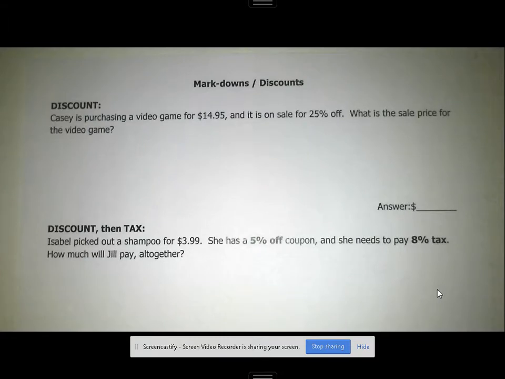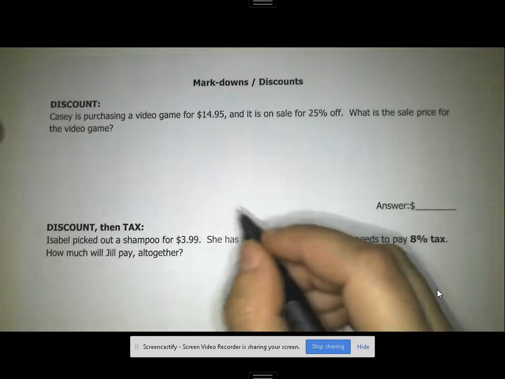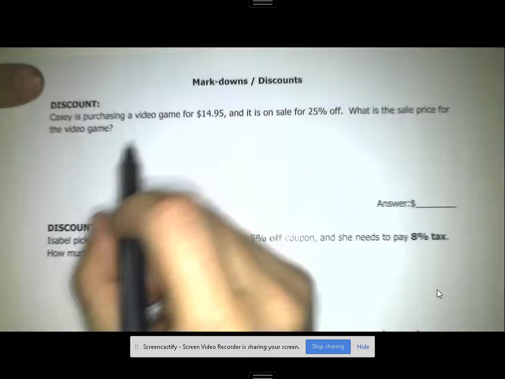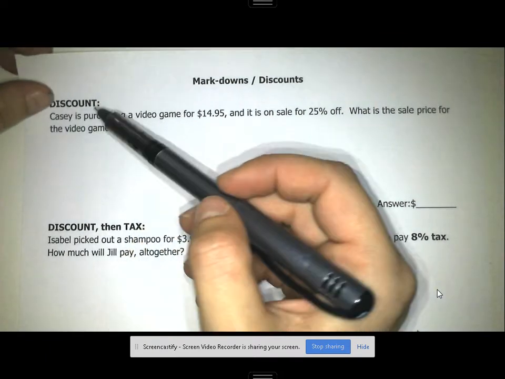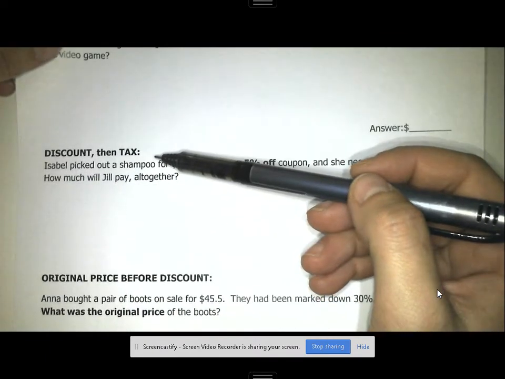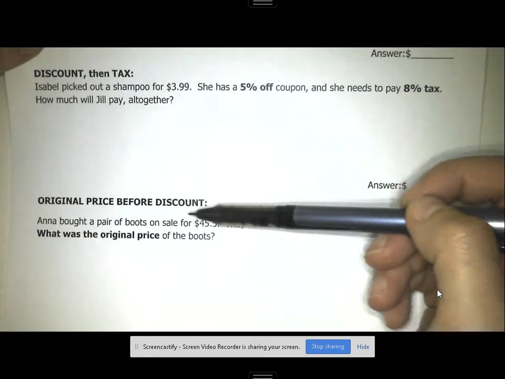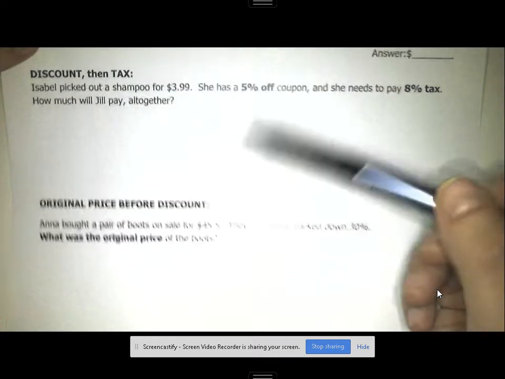All right, in this video, I'm going to go over how to find a discount price, or how to calculate a markdown, or how to find a sales price. They're all the same thing. So let's go over some examples. I'm going to go over how to find a discount, then calculate tax, and how to find the original price of something before it was discounted.